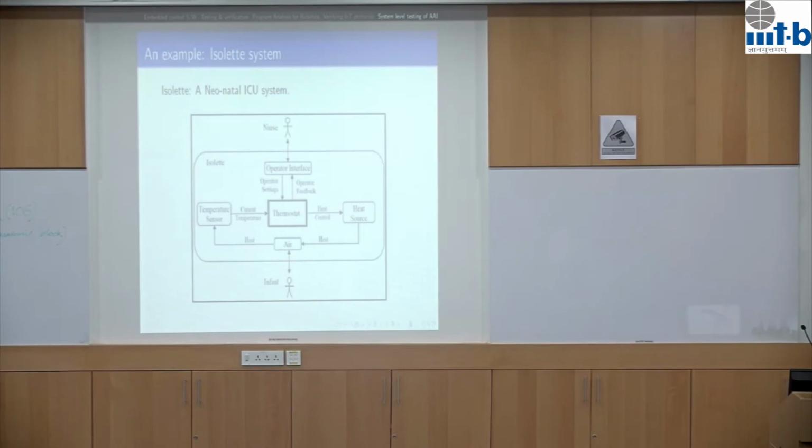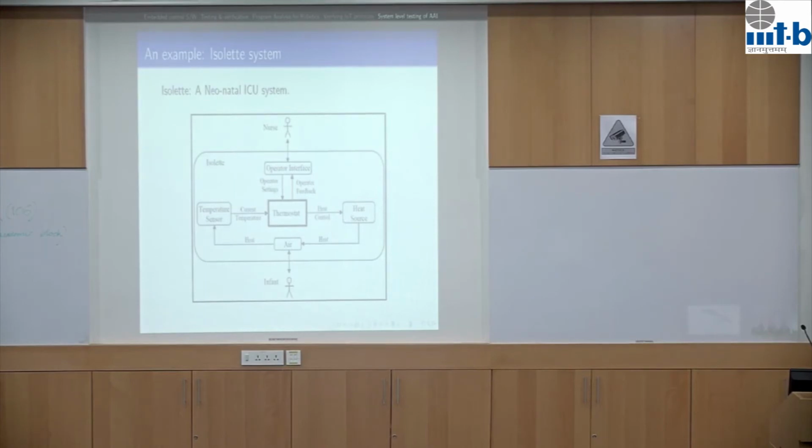So there is a thermostat in that which plays a critical role. And there is a temperature sensor which gives the current temperature, and based on the current temperature, the thermostat will adjust the heat that it supplies through a heat source that in turn controls the air that goes to the infant, right? If there is a problem, if it gets too hot or too cold compared to the ambient temperature for the infant, there is an operator interface and an alarm needs to be sent to a nurse or someone who could come and attend to the system. This is a very high-level description of what an ICU looks like.